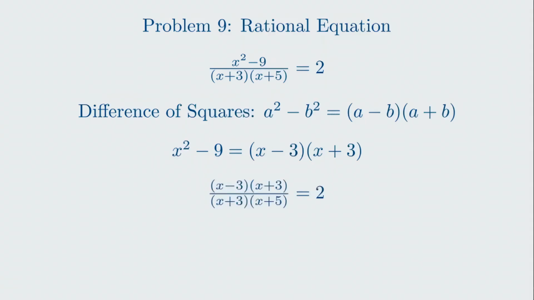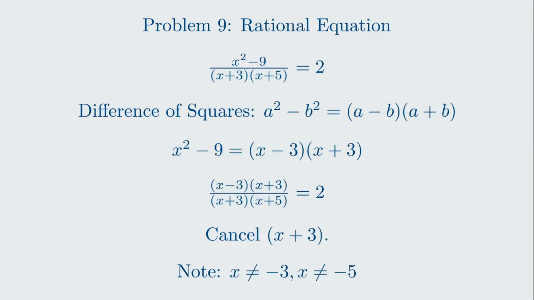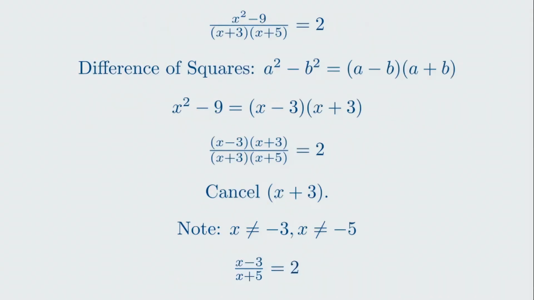Now we can rewrite our equation with the factored numerator. This is x minus 3 times x plus 3, all over x plus 3 times x plus 5, equals 2. You can see we have a common factor of x plus 3 in the numerator and denominator. We can cancel this common factor, but it's crucial to remember the original equation's domain. The denominator cannot be 0, which means x cannot equal -3 or -5. So, while we can simplify, we must check our final answer against this condition. After simplifying, we are left with x minus 3 divided by x plus 5 equals 2.